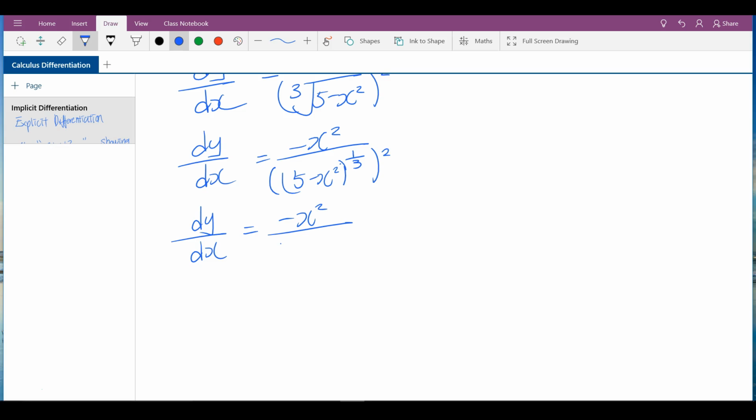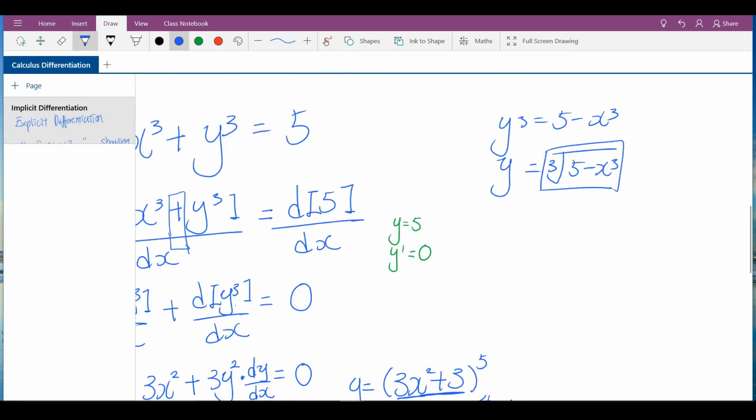It just becomes 5 minus x squared to the 2/3. Yeah, and that's it. All right, that's the derivative. Okay, now let's just do it the explicit way and see if we get the same thing. So let's go back there.